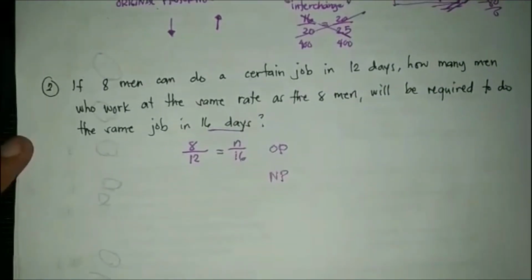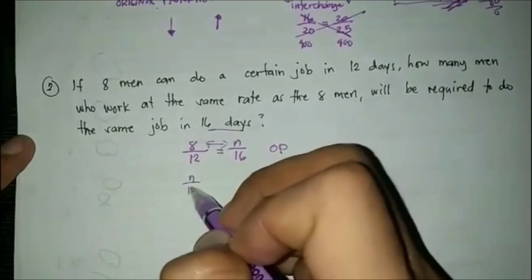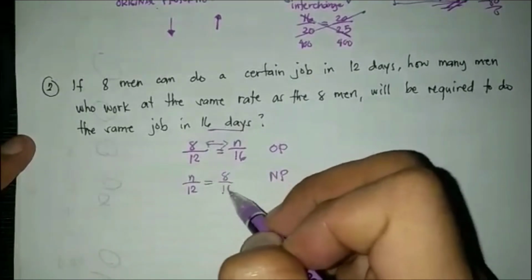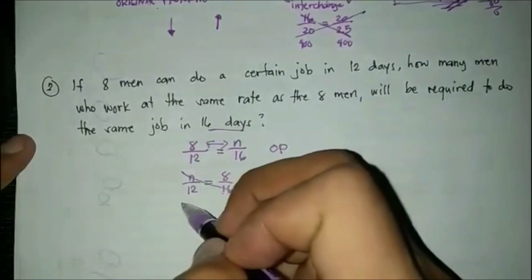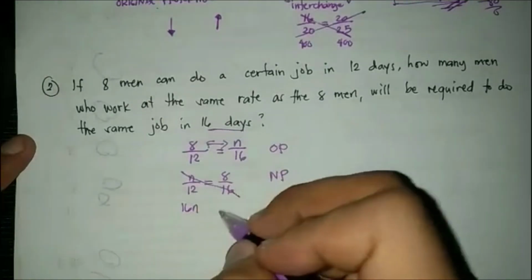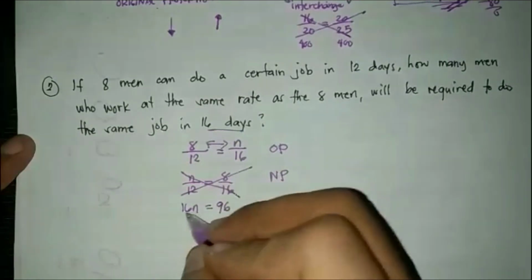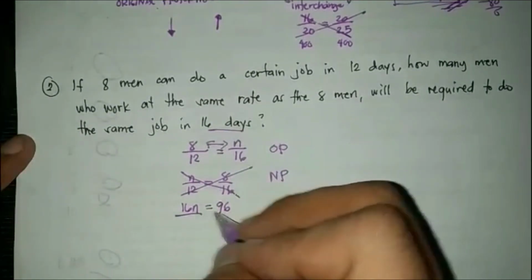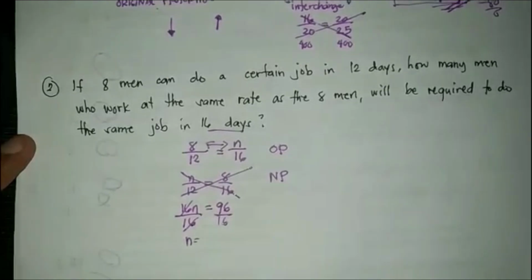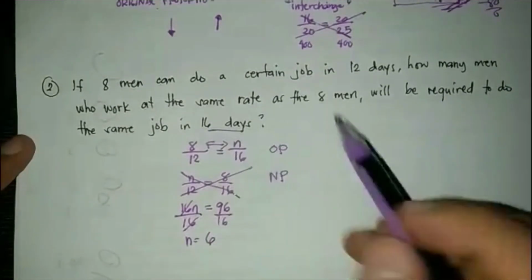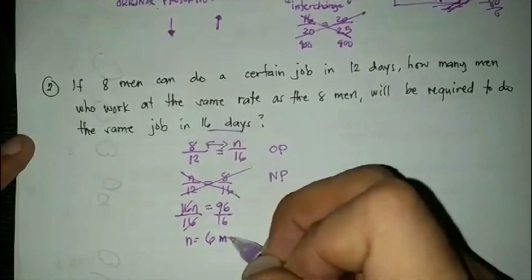Pagpapalitin lang. Yung napili ko yung sa taas, yung i-interchange ko. So, magiging n is to 12 equals 8 is to 16. Cross-multiply lang natin. N times 16, 16n, equals 12 times 8. Yung sagot natin dyan, 96. Divide both sides by 16. Cancel, cancel. N is equals to 6. Anong hanap natin? How many men? So yung sagot natin, 6 men.